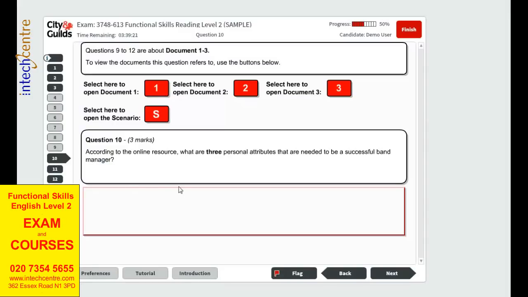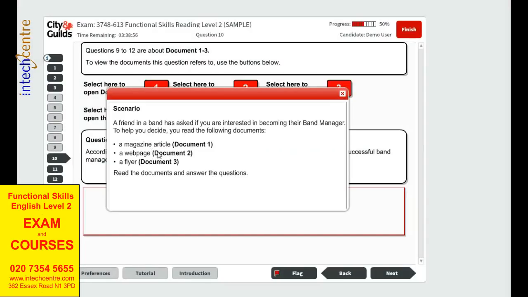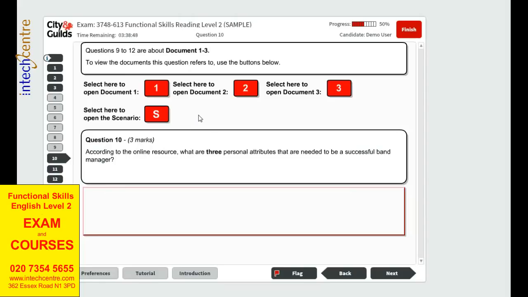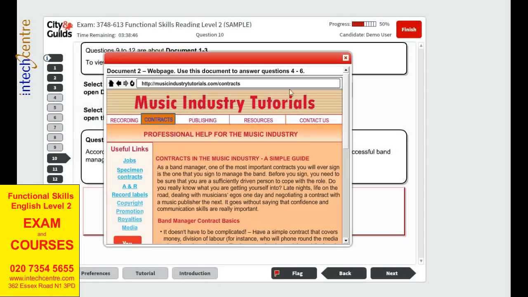According to the online resource, what are the 3 personal attributes that are needed to be a successful band manager? So here you should use the scenario to find out what document you're analyzing, because it doesn't say which document is the online resource. Even I am not too sure which one's the online resource, but when you select the scenario, you can see one is a magazine article, a web page, and a flyer. And it's pretty obvious from reading these 3 that the web page is the online resource. So document 2, the online resource.